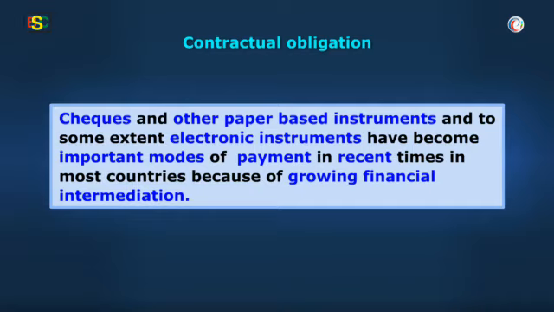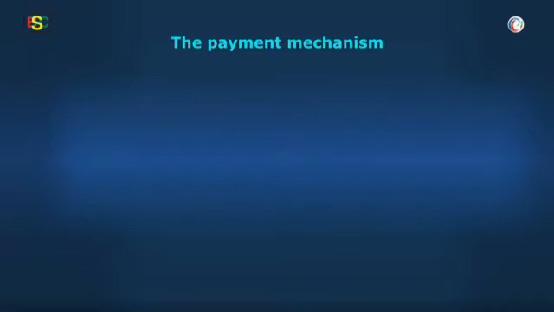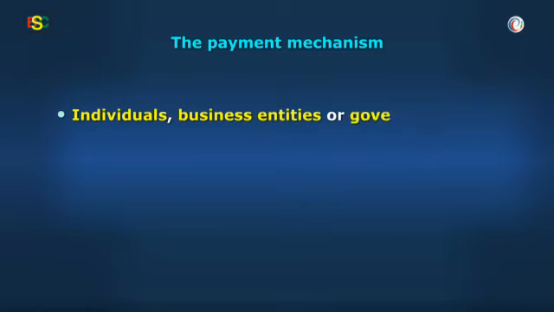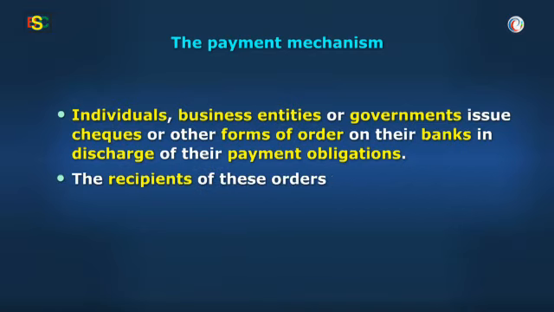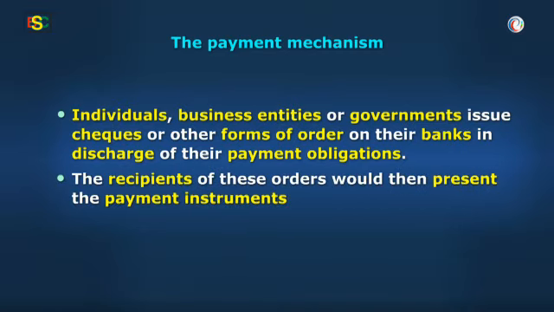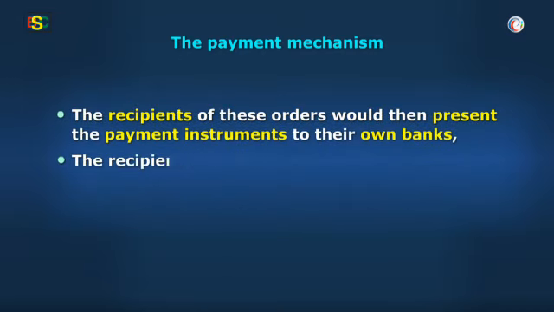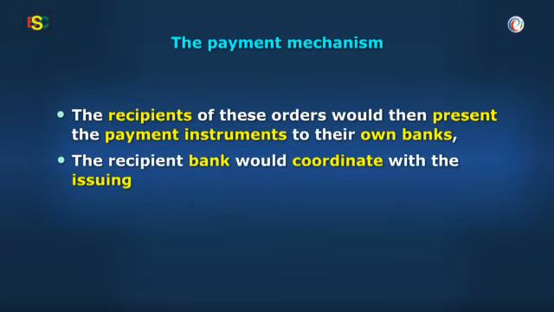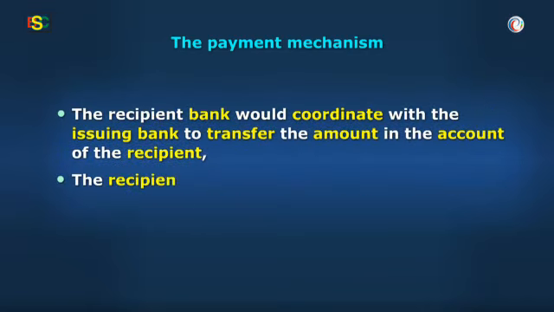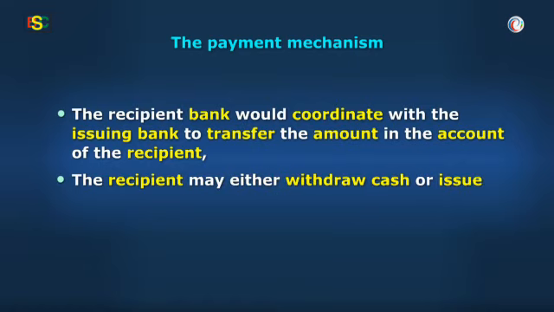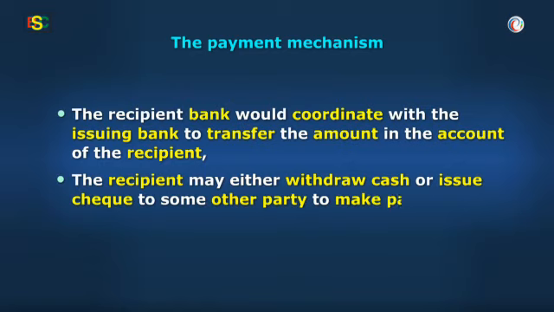Okay, sir. Now let's understand the payment mechanism. It may work like this. Individuals, business entities, or governments issue checks or other forms of order on their banks in discharge of their payment obligations. The recipients of these orders would then present the payment instruments to their own banks, and the recipient bank would coordinate with the issuing bank to transfer the amount in the account of the recipient, which the recipient may either withdraw cash or issue checks to some other party to make payments.